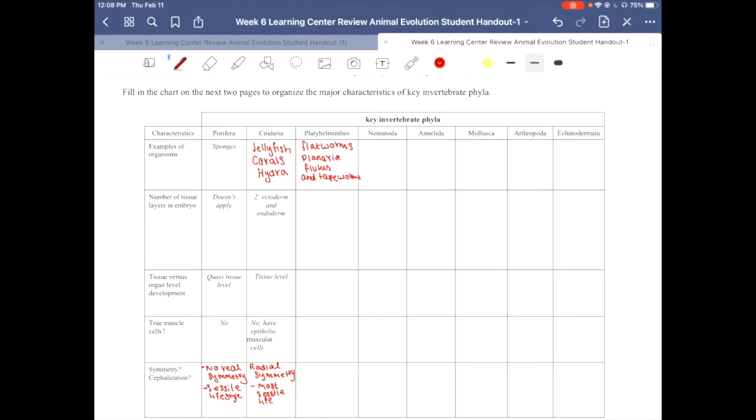So these are the first phyla where we start seeing three layers during embryonic development. Whereas before, for sponges, they don't have any, and for the Cnidaria, we see two, this is going to be the first time that we're going to be seeing three layers. And those three are ectoderm, endoderm, and mesoderm.